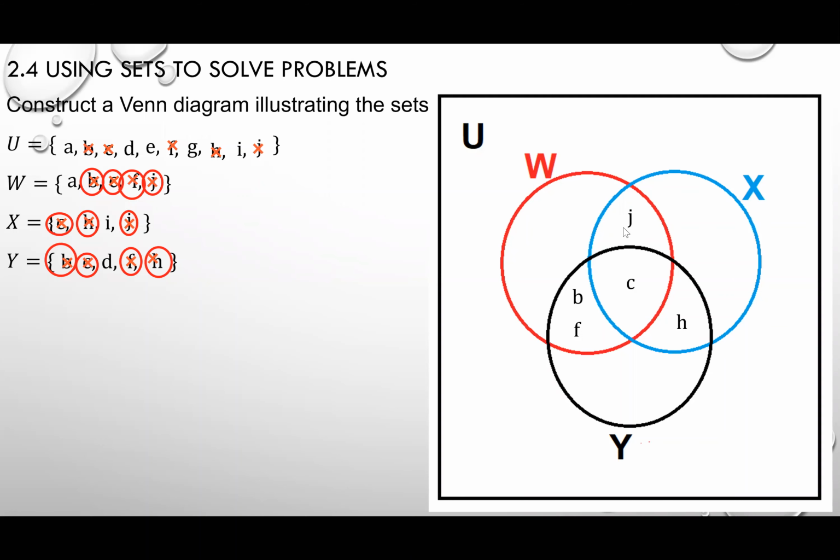Again, this is in W and also in X, but not in Y. This is in X and Y, but not in W, and vice versa. This is in W and Y, but not in X. This is in all 3, okay?